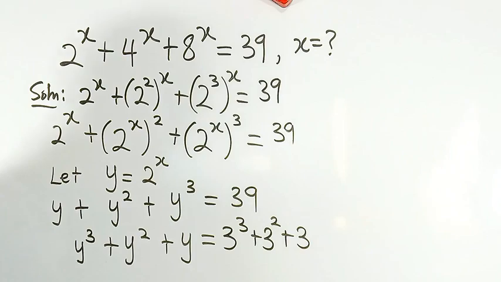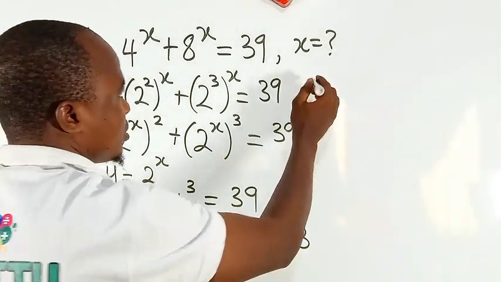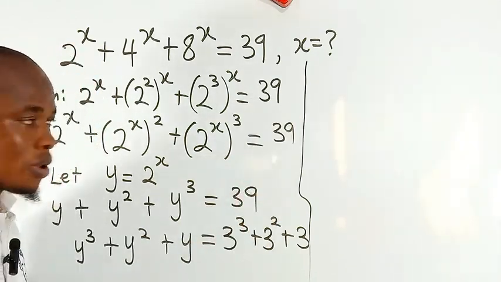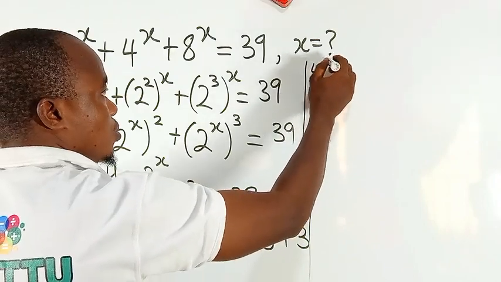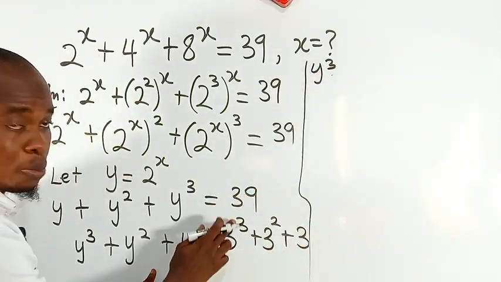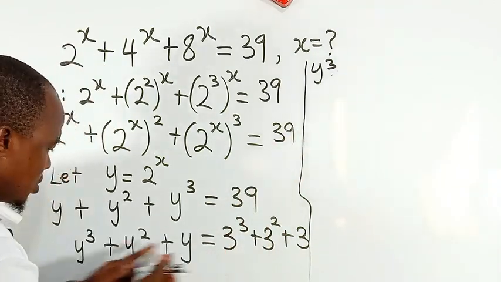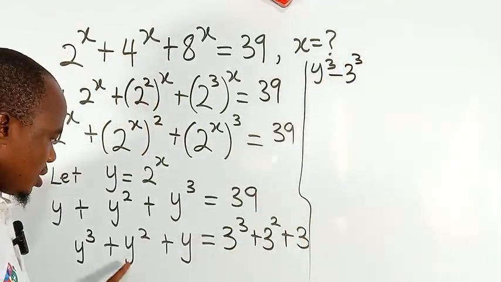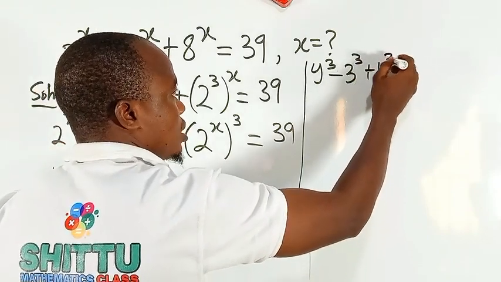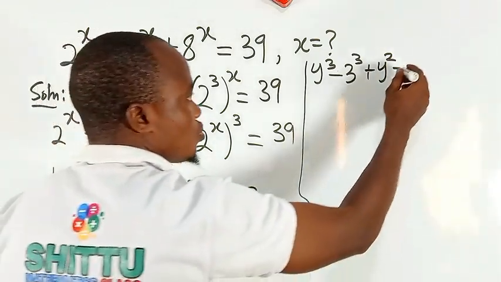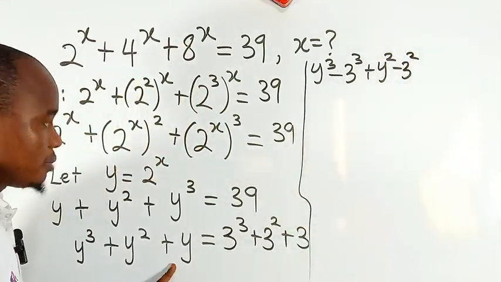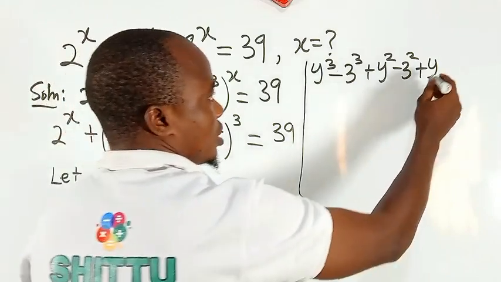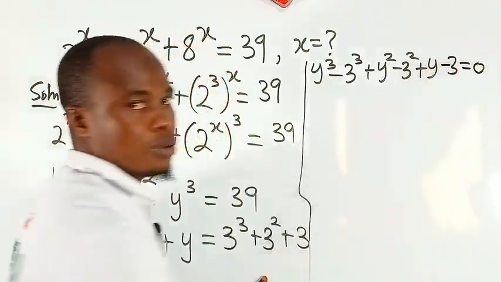So now, having this, what we are going to do now is that I'm going to have y to the power of 3. Since I have 3 to the power of 3 here, I'm going to take this to this side, minus 3 to the power of 3, because they are having the same power, then plus y squared minus 3 to the power of 2, okay, then plus y, minus what? Minus 3, then everything equals 0.